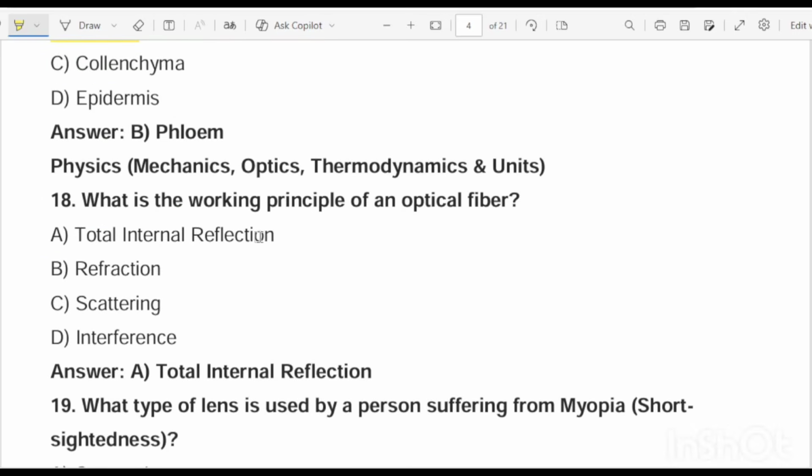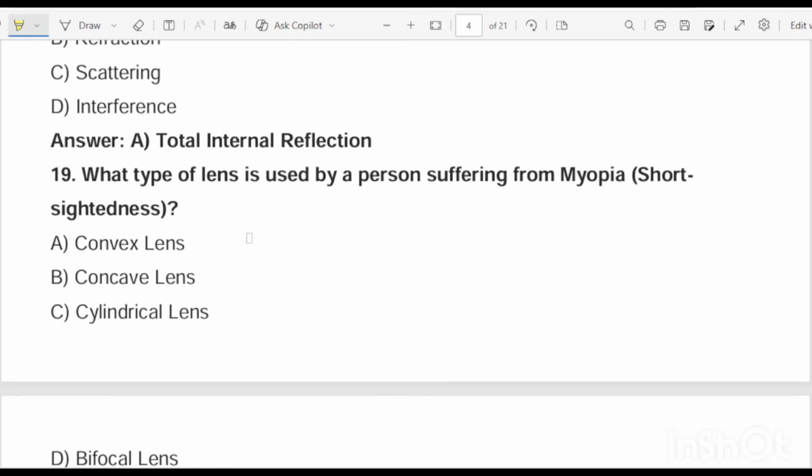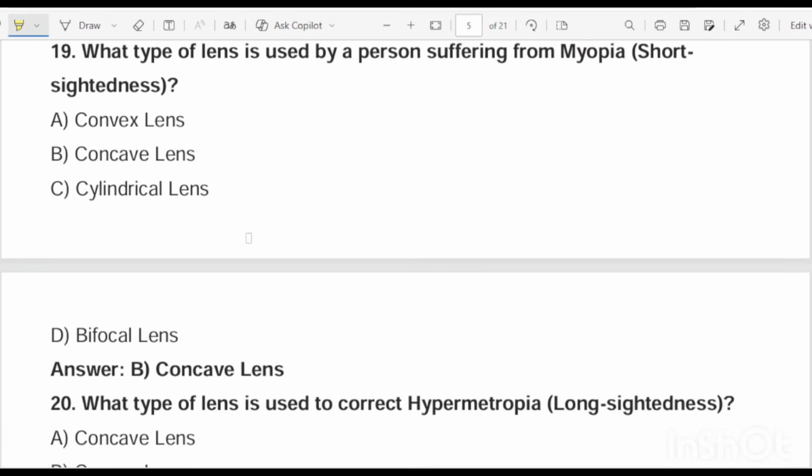Next question. What is the working principle of an optical fiber? Correct option. Option A, total internal reflection. Next question. What type of lens is used by a person suffering from myopia, also called as short sightedness? Correct option. Option B, concave lens.